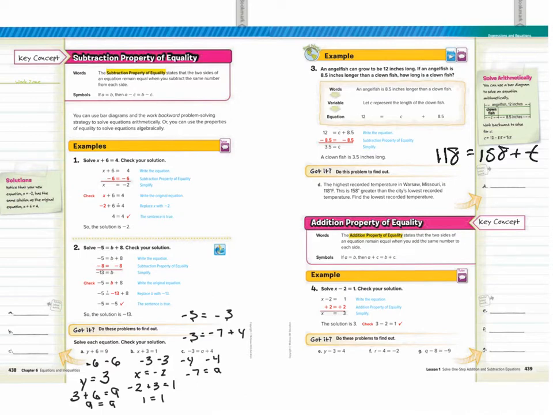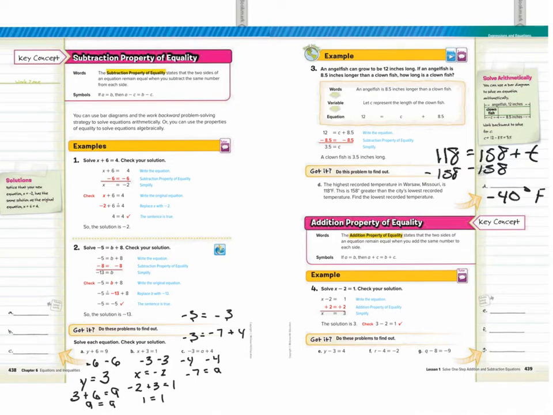So we're going to use our inverse operations, and we're going to subtract 158 from both sides of the equal sign. 118, and we're subtracting 158. The difference is negative 40 degrees Fahrenheit, so a capital F.